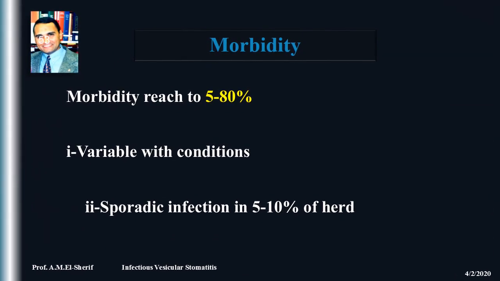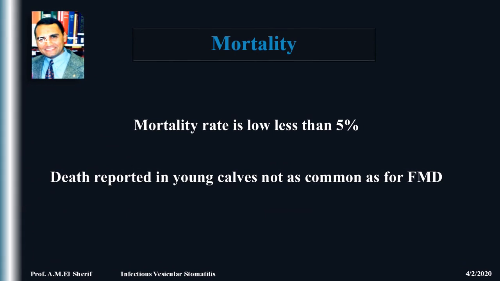Morbidity of infectious vesicular stomatitis ranges between 5 to 80%: 5% in enzootic areas and 80% in epizootic areas. This varies with conditions, and sporadic infection occurs in 5 to 10% of the herds. Mortality of infectious vesicular stomatitis is low, less than 5%. Death is reported in young calves, and is not as common as in foot and mouth disease.